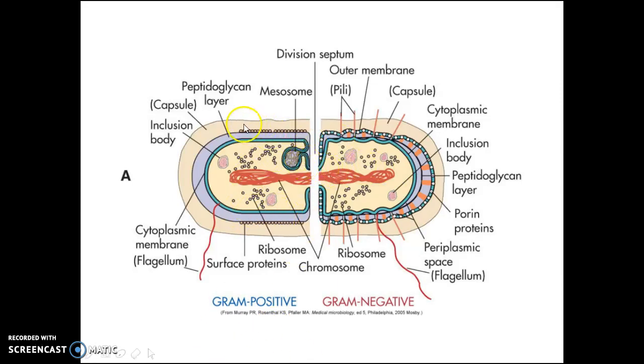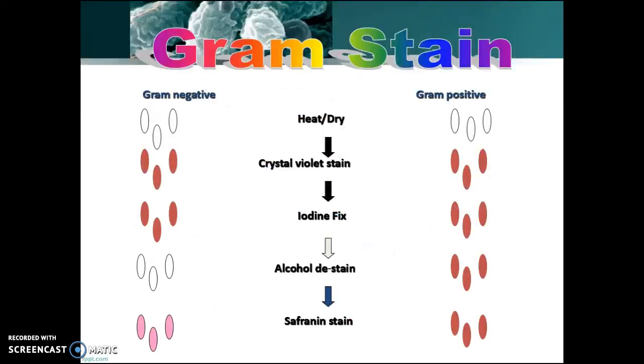Okay, so we can see here that gram-positive has a thicker peptidoglycan layer in contrast to the gram-negative, which has a slightly thinner peptidoglycan layer. So this is a simplified procedure of how to gram stain the bacteria. First, we have to heat or dry the slide, and then stain it with the crystal violet, then fix it with the iodine, destain with the alcohol, and finally stain it with the safranin. Inshallah, we'll be doing the gram staining procedure in our lab.